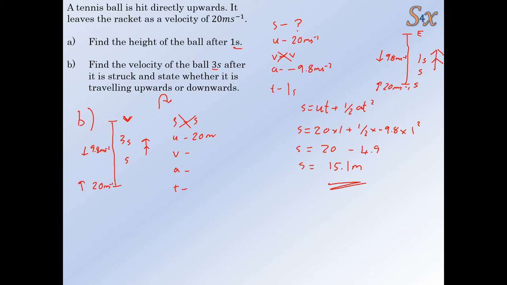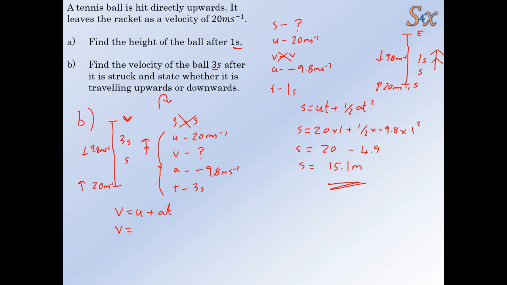U is 20 meters per second. V is what we want to know. The acceleration is minus 9.8 meters per second squared because we've taken upwards as positive, and the time is 3 seconds. So we want the equation with these 4 in. If you look in the formula book, you'll find that's V equals U plus AT. We want to find out V. V is already the subject, so we can skip the step of having to rearrange anything.